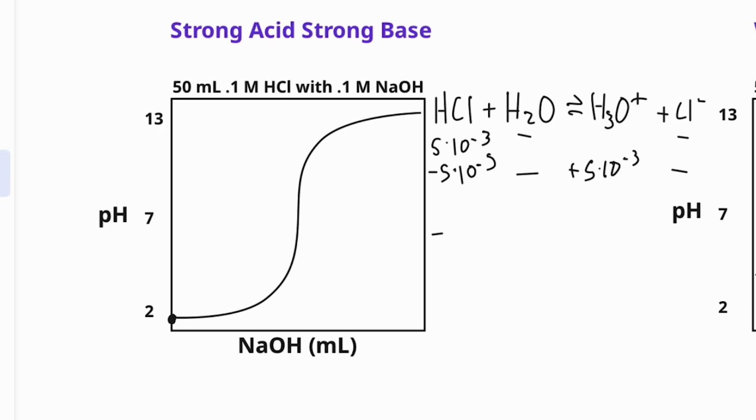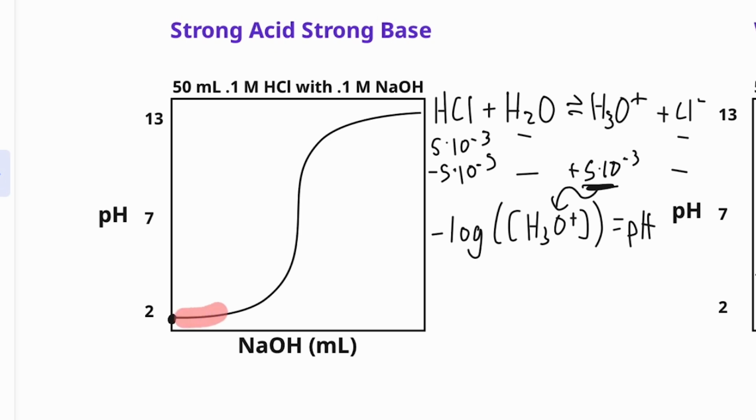What we would do from here is do negative log of the H3O plus concentration to get the pH. So the 5 times 10 to the negative 3 needs to be divided by the volume and then plugged into this equation. Now as you move along the x-axis, we're adding sodium hydroxide, which is causing that pH to increase.